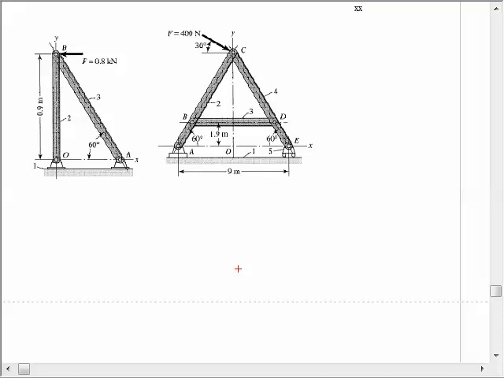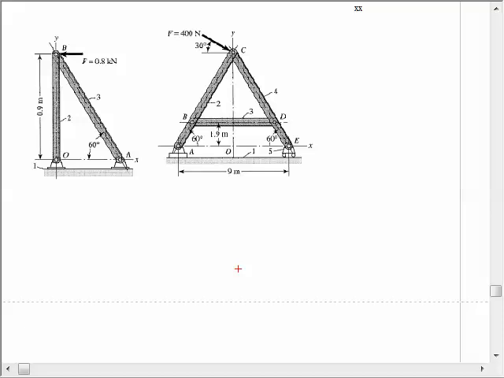Now here's what is not great about the video system I'm using right now, and that is I don't have a great way to do sketches and draw free body diagrams. And so what we're going to do is imagine a free body diagram. So I'm going to solve this problem.